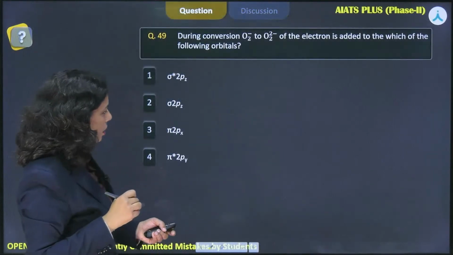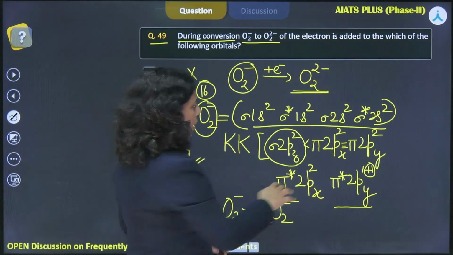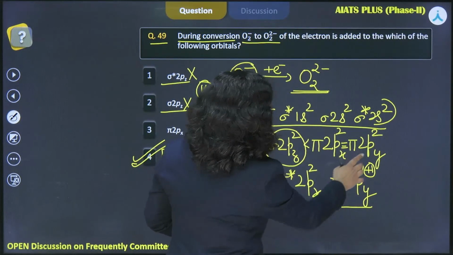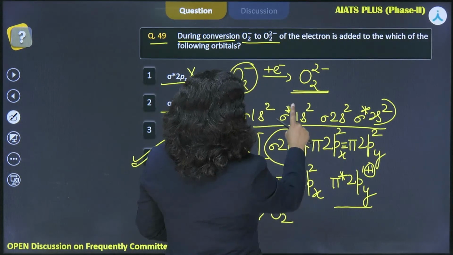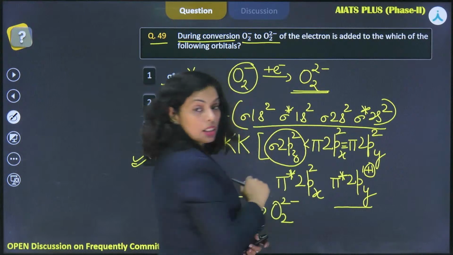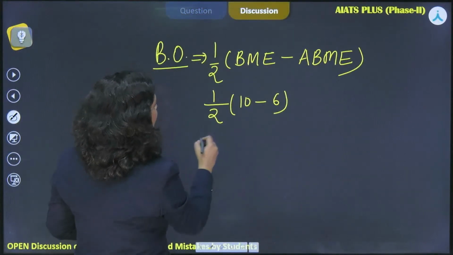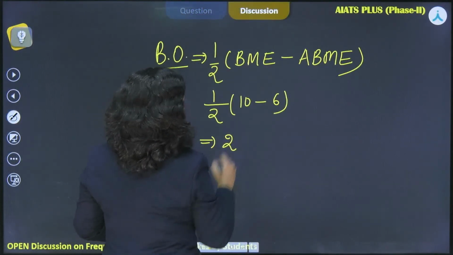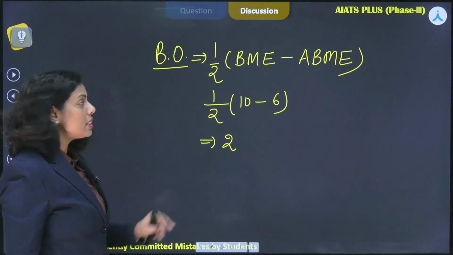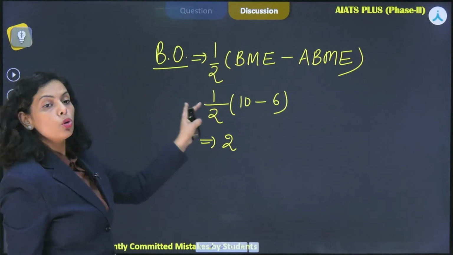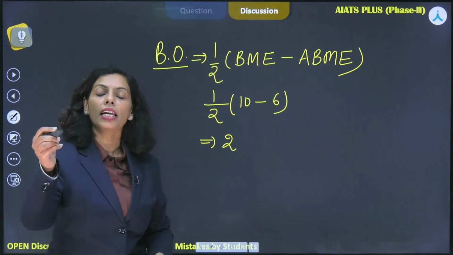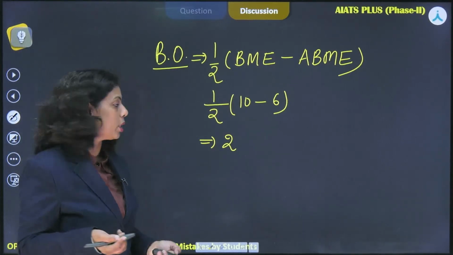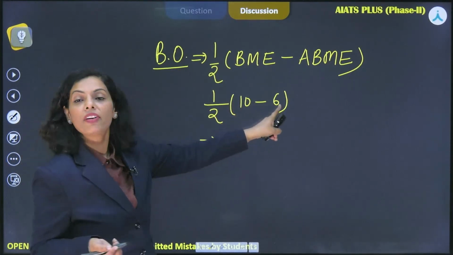Just check. If it was O2, then there was 1 electron here, 1 here, 2 electrons this way, and 4, 6. So that 6 I marked. 10 minus 6, and this is 2, the bond order. In the same way, if you are calculating for O2 minus, it means you are increasing 1 electron in the anti-bonding molecular orbital. So in that case, 10 minus 7 you will be doing.